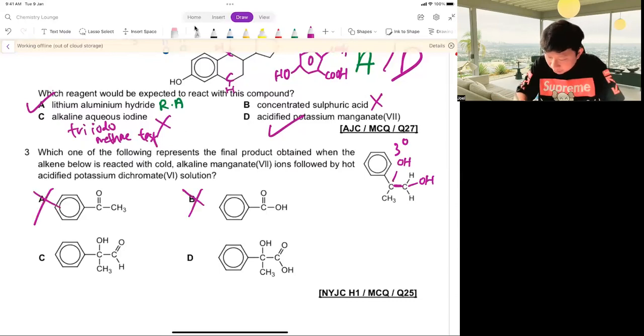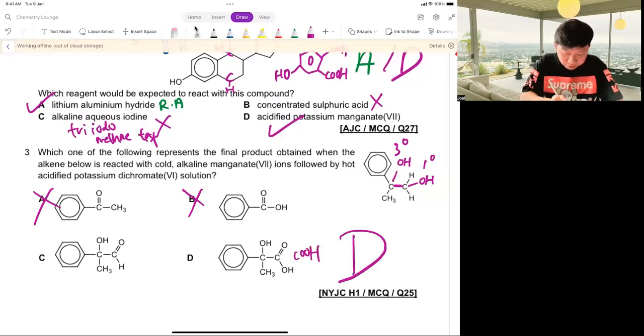Then the other one is what alcohol? Wow, this is a primary alcohol. So it becomes a COOH. D. Not aldehyde. Aldehyde is not hot. Aldehyde should be warm with immediate distillation. All this is what I taught you, right? This just applies to the question, right?